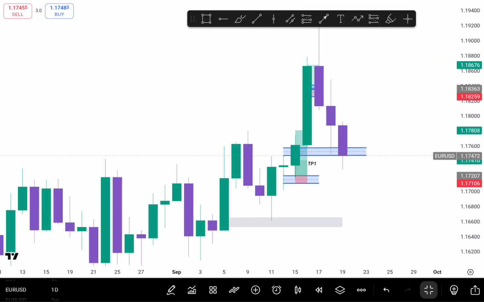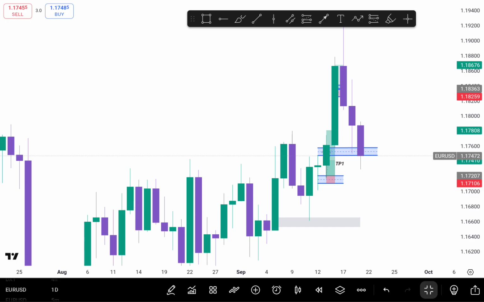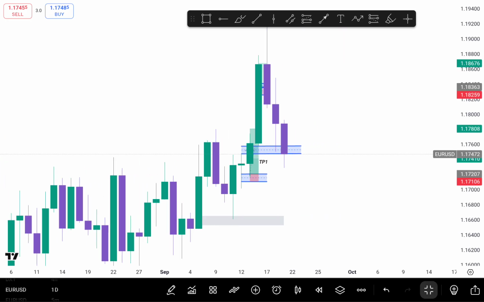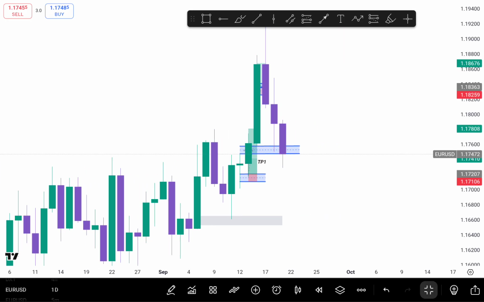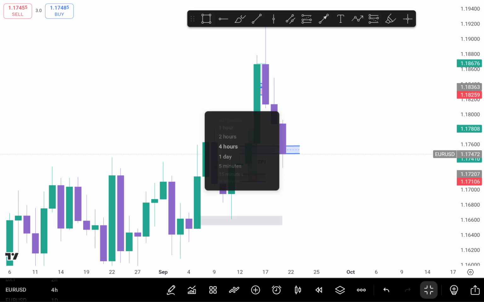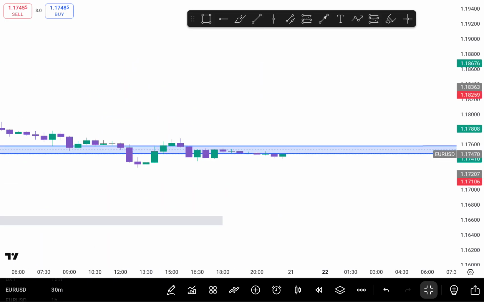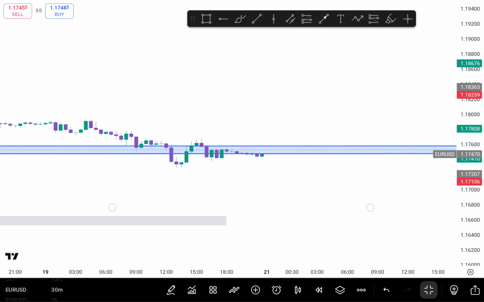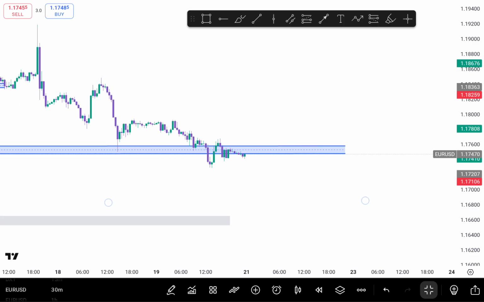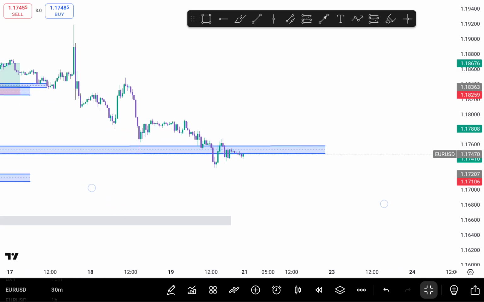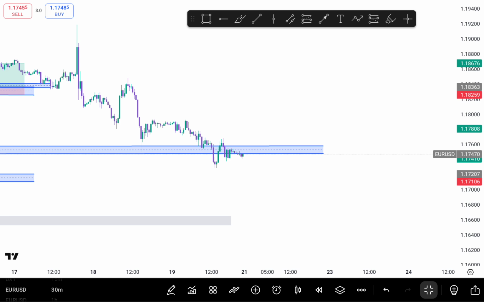Clearly you could see EUR/USD is on the bearish momentum. So we'll be looking to trade from this fair value gap. Let's go over to the 30 minutes time frame. And on the 30 minutes time frame, this is what we have. We'll be looking to trade from here.